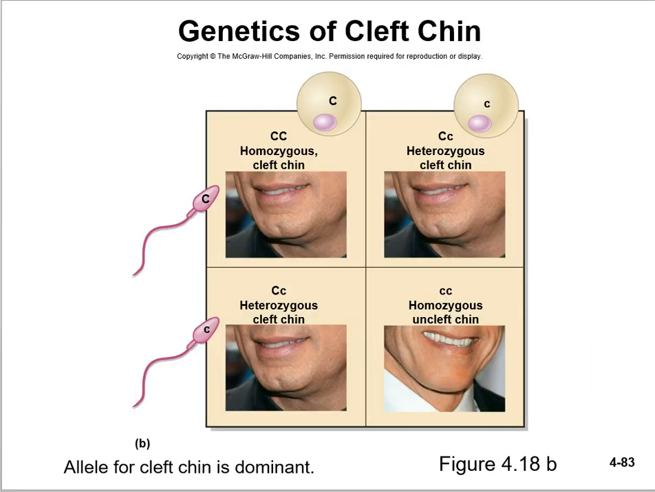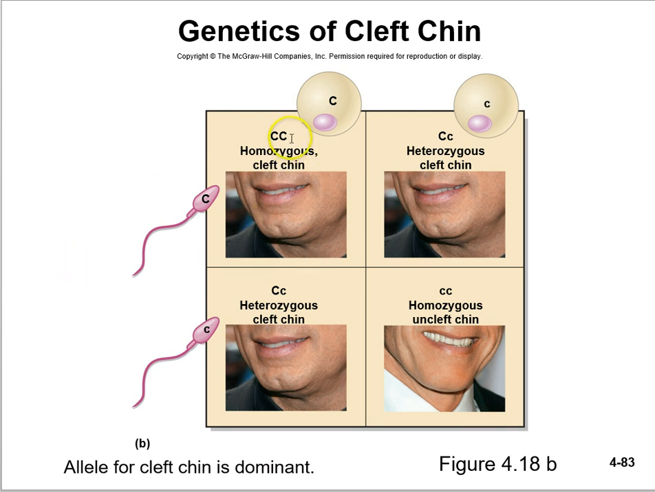So for instance, cleft chin, we've got a Punnett square here. I believe this is actually John Travolta's chin. If I remember right, he's famous for having a cleft chin. It looks like cleft chin is dominant.